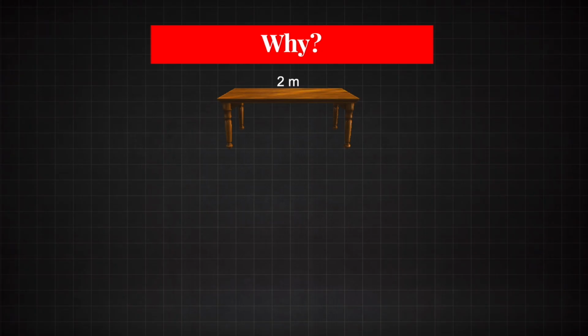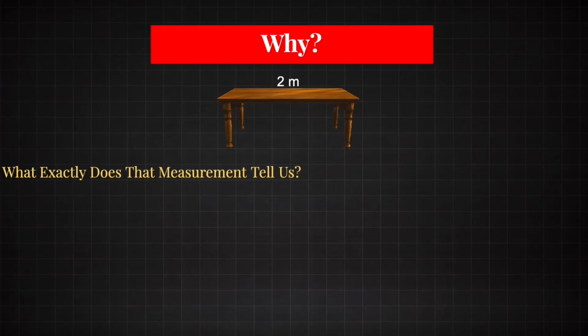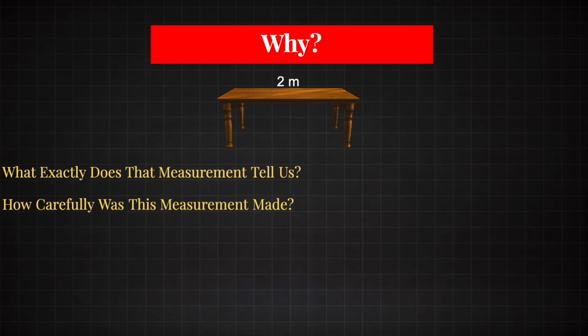So, first, why do we even need significant figures? Well, imagine I told you the length of the table was 2 meters. In the previous video, I asked what exactly did you do when measuring the length of the table? You assigned a number and a unit to a physical quantity. But now I want to ask a different question. What exactly does that measurement tell us? At first glance, it may seem perfectly clear, but there's actually an important piece of information missing. How carefully was this measurement made? Do you see that the problem here is that without some indication of precision, a number by itself can be misleading? Remember that we want reliable measurements.